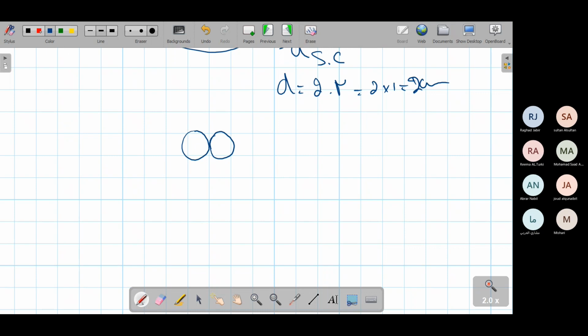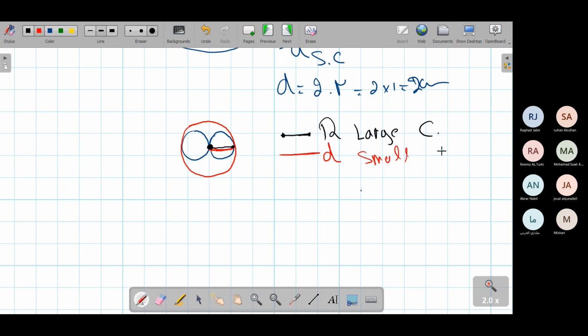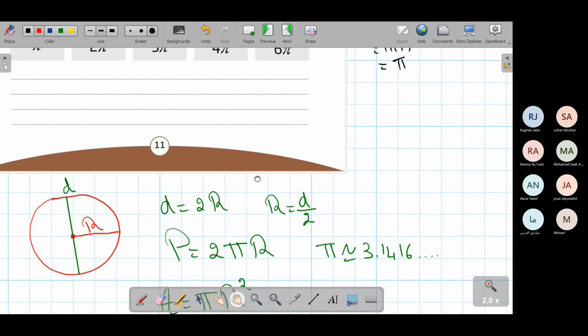Okay, and this big circle. The distance from here in the black color, this part, is the radius of the large circle. At the same time, this one is the diameter for the small circle. Okay? Understood? For the radius and the diameter for the small circle and the big circle.